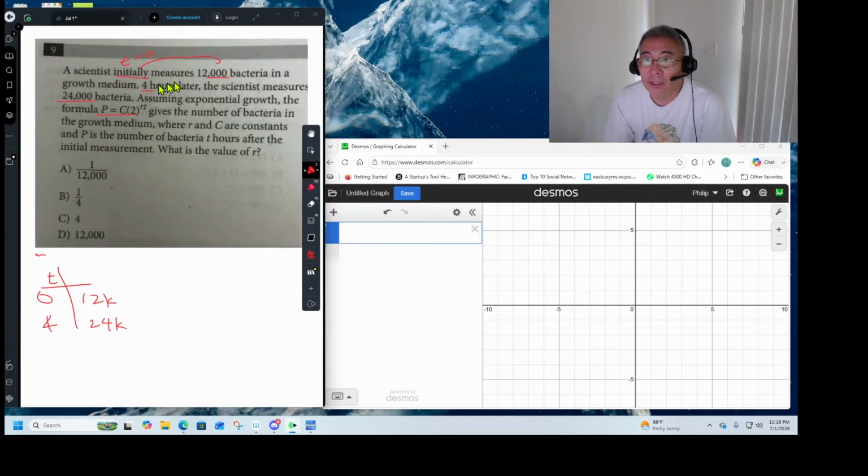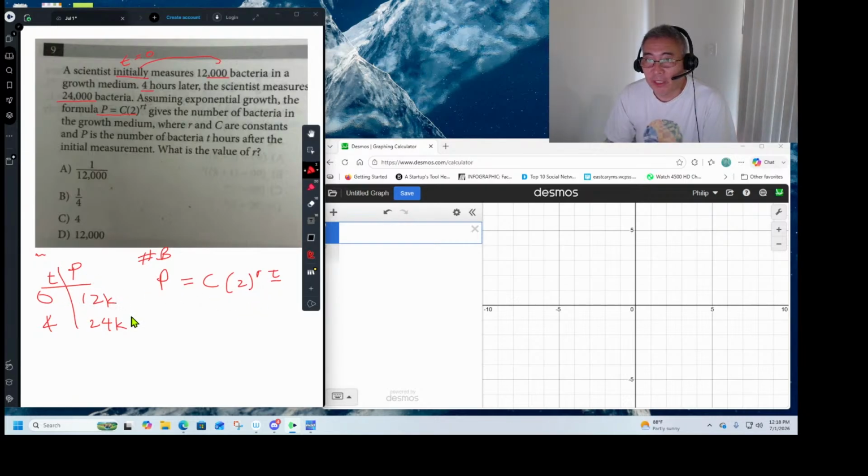And for the bacteria, we don't know what we're going to call it yet, but assuming exponential growth, the formula P equals C times 2 to the RT gives the number of bacteria in the growth medium, where R and C are constants, and P is the number of bacteria. So the number of bacteria is P, and T appears there, right?